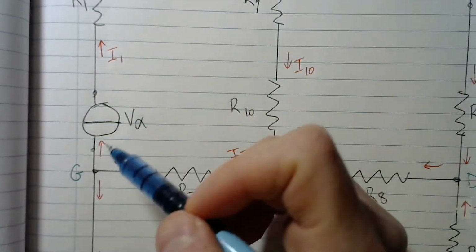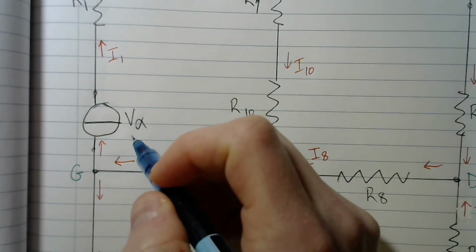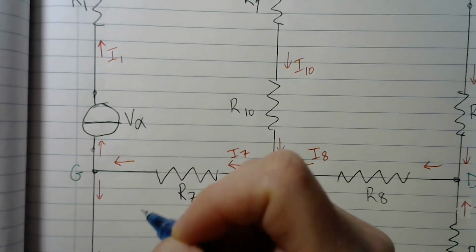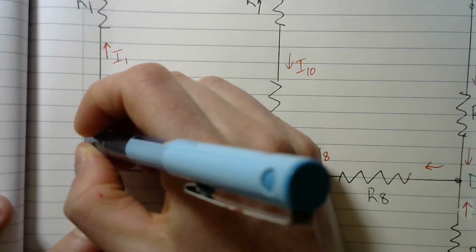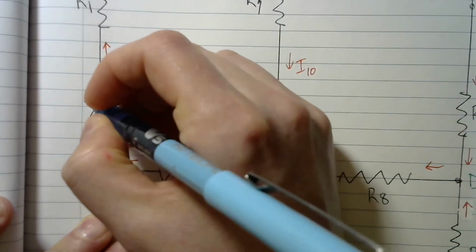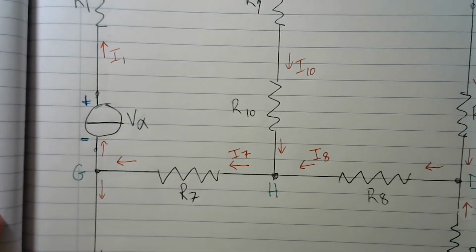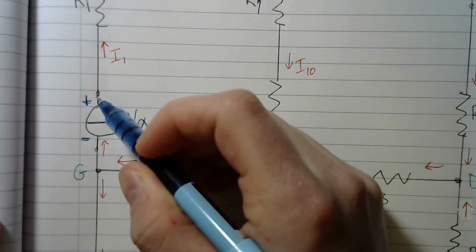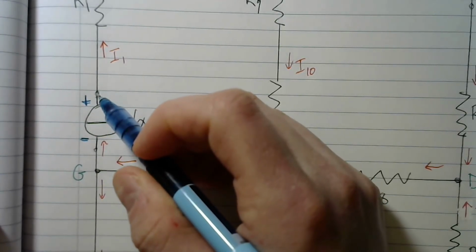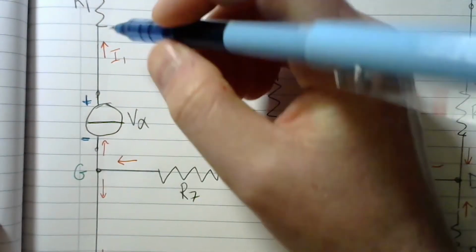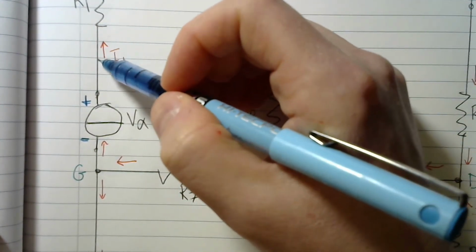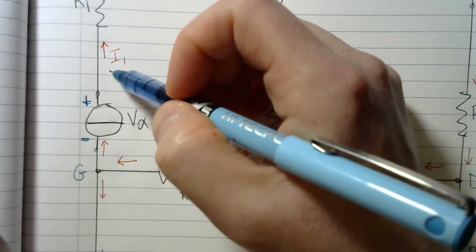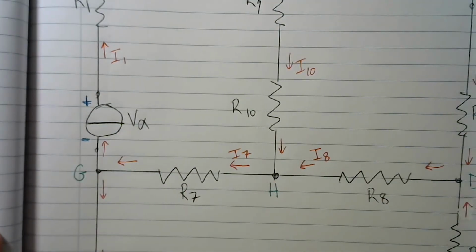Then the last part of our loop is to go through our voltage supply, or the battery, V alpha. And in our simulation, we have the negative end of the battery here, and the positive end is up here. So because we are going through the battery from its negative to its positive terminal, that is a positive voltage. So it'd be positive V alpha. And then finally we are going through R1 in the same direction as the current. So that will give us a negative voltage from R1.